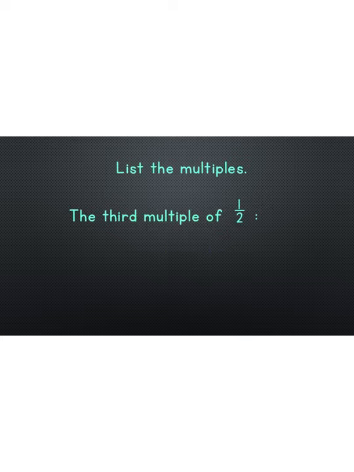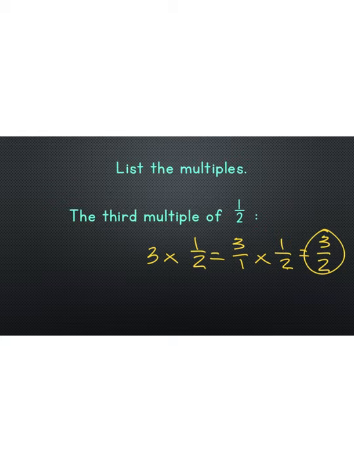Now we're going to do some fractions, some multiples of fractions. So the third multiple of 1/2. So we're doing 3 times 1/2. This is something we've been spending the last few days on, so hopefully this looks familiar to you. So when we do that, we're doing 3 over 1 times 1 over 2. 3 times 1 is 3, and 1 times 2 is 2. So the third multiple of 1/2 is 3/2.